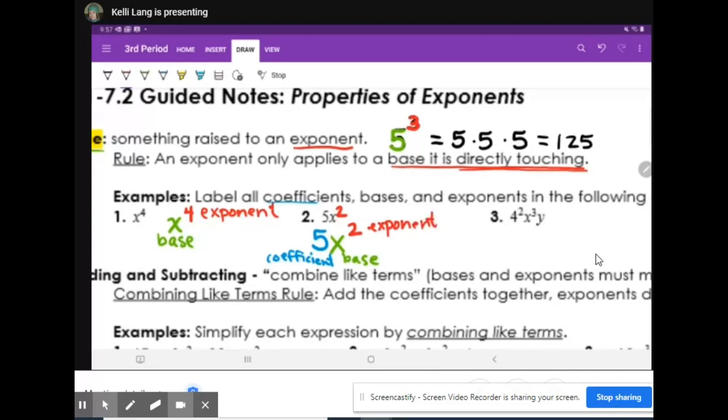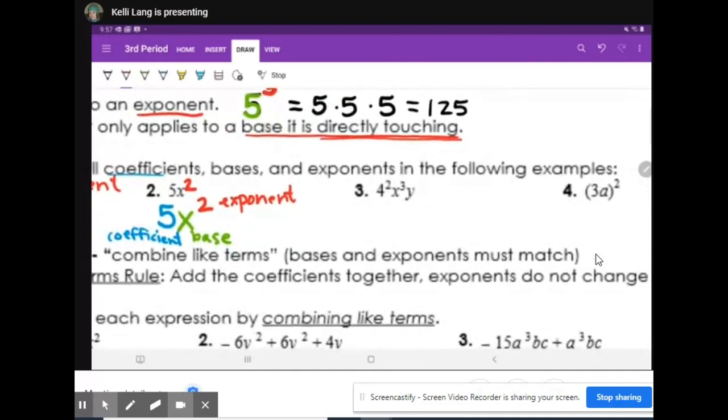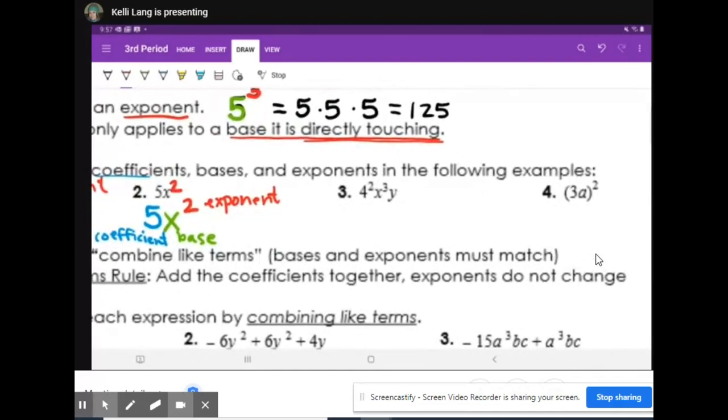In our next example, 3, we have multiple exponents with multiple bases. So you can have many different bases and many different exponents in the same term. For instance, here we've got a base of 4 with an exponent of 2. We have a base of x with an exponent of 3. And we have a base of y with no exponent.